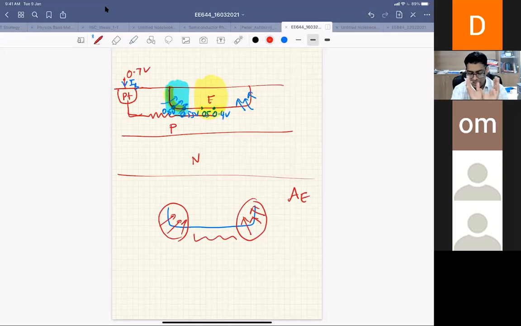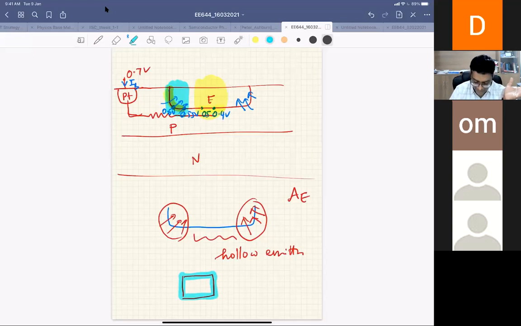This is many times called the hollow emitter. The emitter is hollow because the conduction is only happening at the periphery. If you look at the emitter area from the top, let's say this is my emitter, the conduction is only happening at the sides, and in the middle there is no conduction happening because it is not properly forward biased. So this part of the area is wasted and not utilized properly. This is called hollow emitter or emitter crowding.